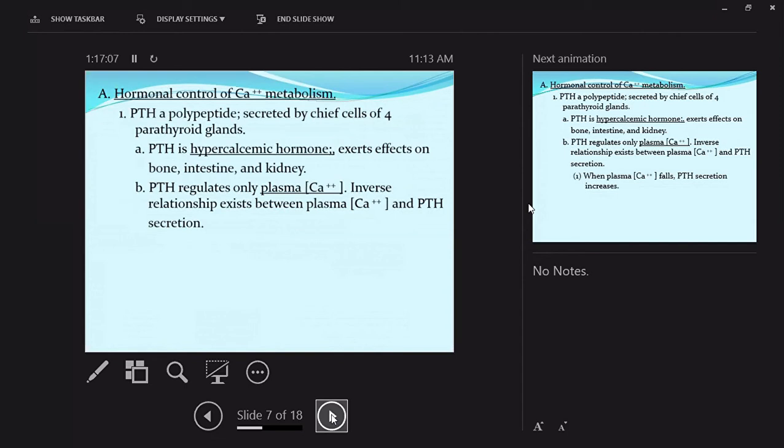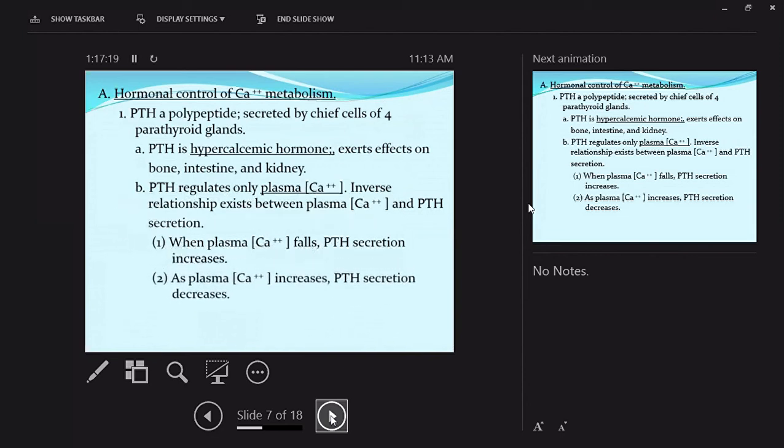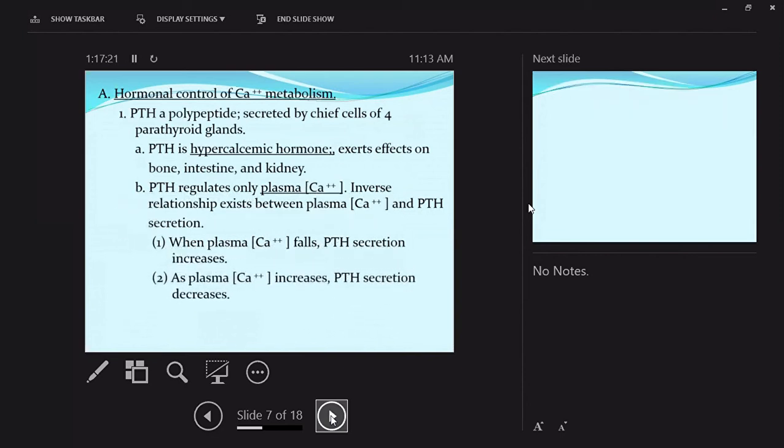An inverse relationship exists between plasma calcium and parathyroid secretion. So when the amount of calcium decreases, parathyroid hormone secretion increases. As plasma calcium increases, parathyroid hormone secretion decreases.